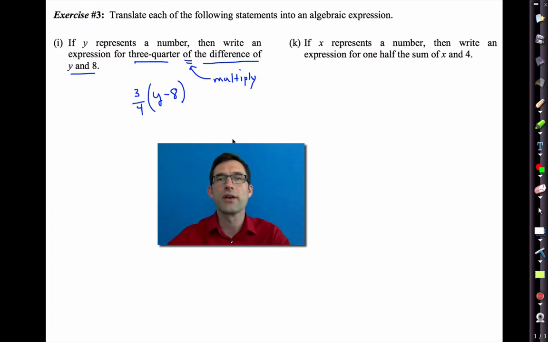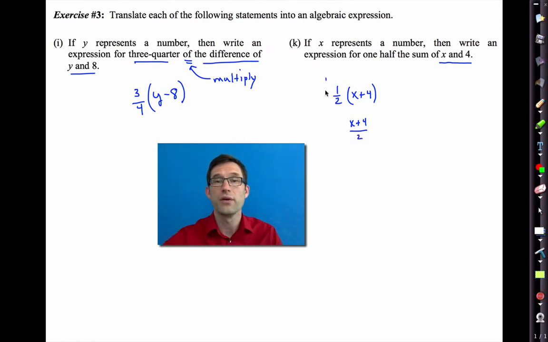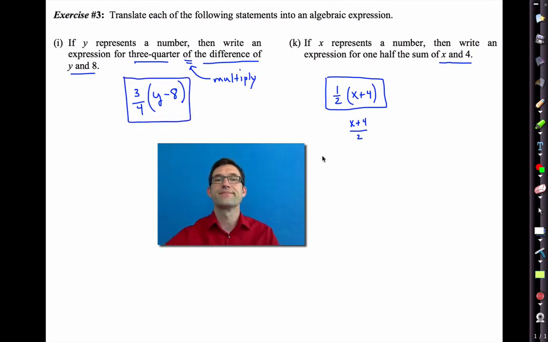All right, let's look at letter K. If x represents a number, then write an expression for 1/2 the sum of x and 4. All right, well, the sum of x and 4 is easy enough, x plus 4. And then if I want 1/2 of it, I'll just have that. Likewise, we could just do x plus 4 divided by 2. That's also a good way to do it, but kind of sticking with the last problem, I think that makes some sense.